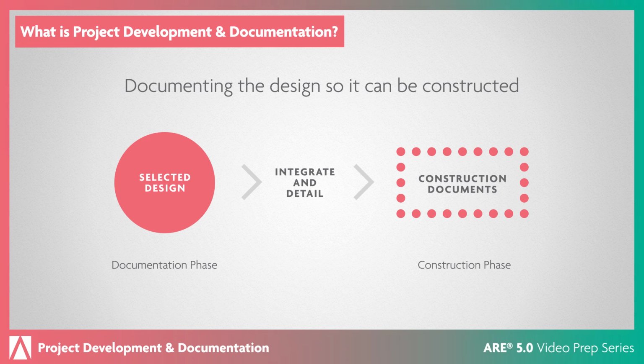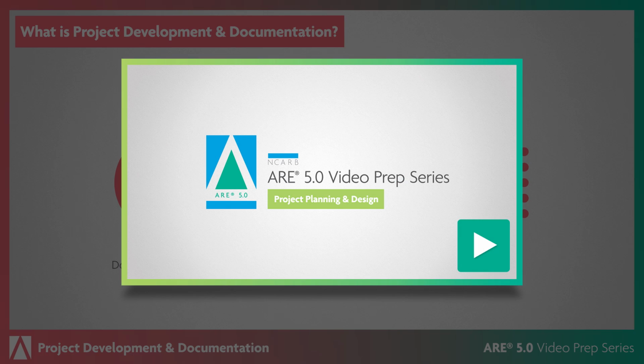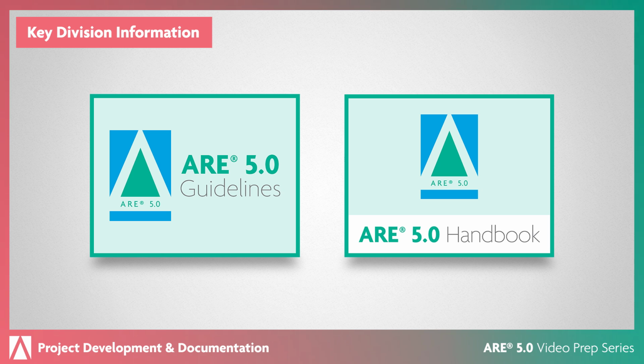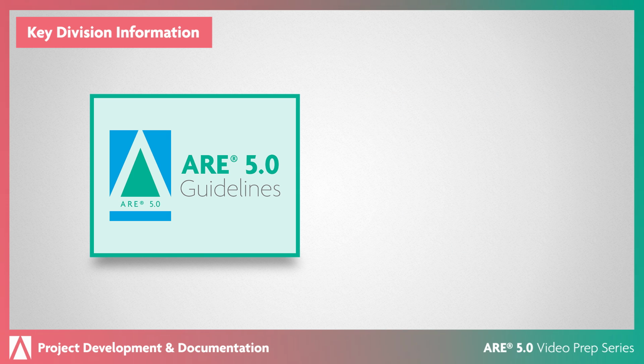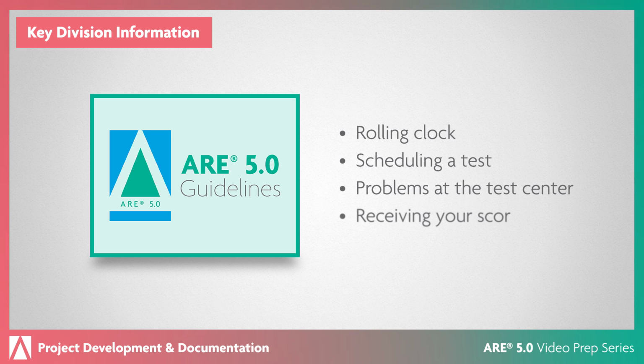Topics related to initial planning and design before design options are selected are covered in our project planning and design video. Be sure to review the latest ARE 5.0 guidelines and ARE 5.0 handbook, both on the NCARB website. The guidelines contain critical information about ARE 5.0 policies, including the rolling clock, scheduling a test, problems at the test center, and receiving your score.